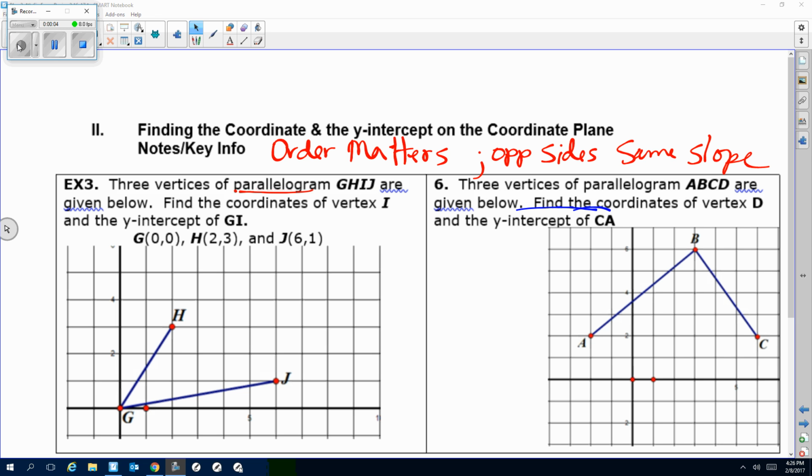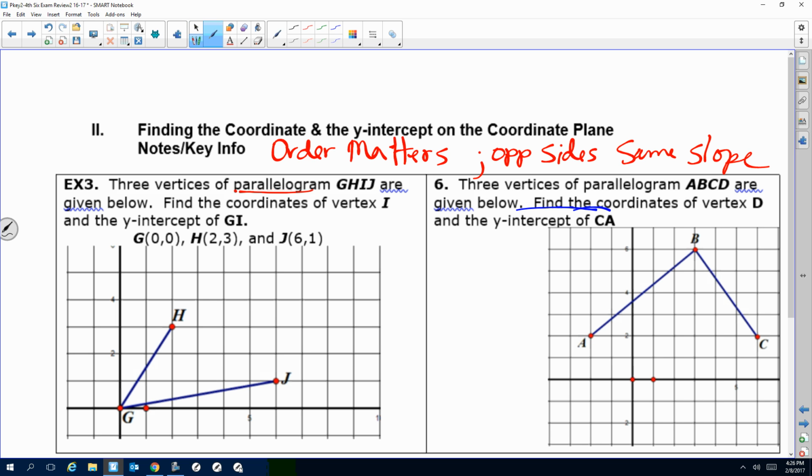So example 3, and then we're going to get into number 6. On example 3, we have our coordinates. Our given information is parallelogram GHIJ, and order matters. I wrote on here our key information: finding the coordinate and the y-intercept, and that the order of the points matters, and that's the order we have to connect them.